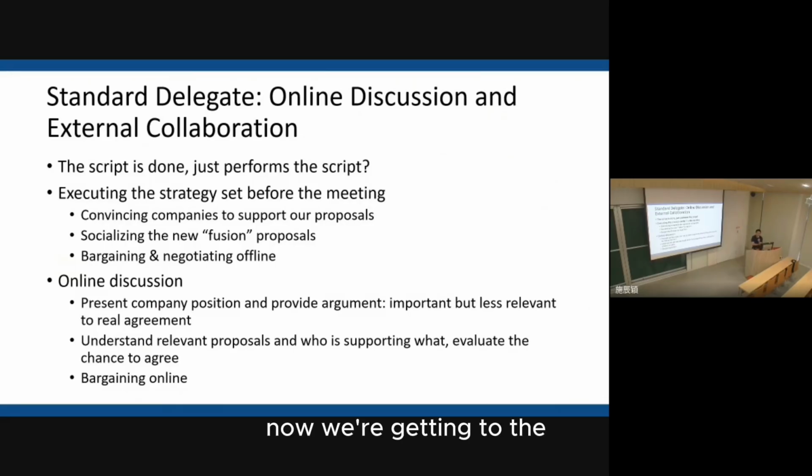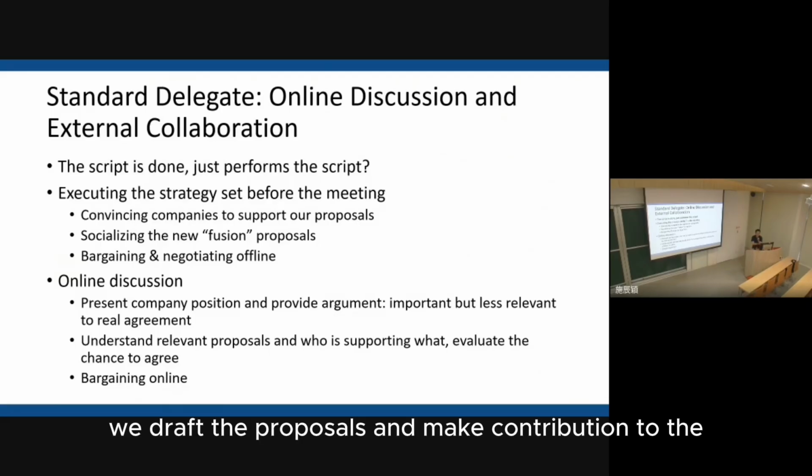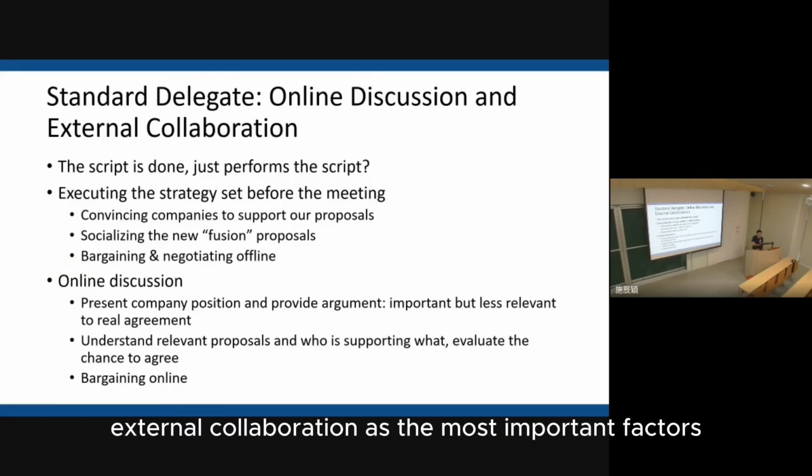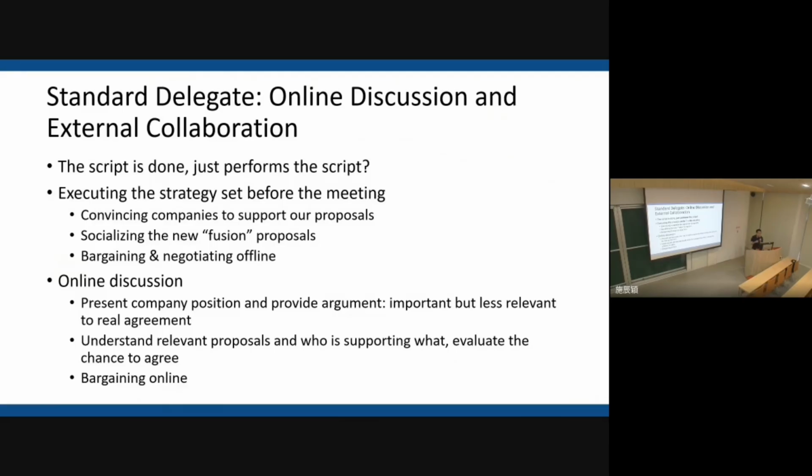Okay. So now we're getting to the meeting stage, because we've been through the internal opinion collection, and based on internal opinions, we draft the proposals and make contributions to the meetings. And then before the meeting, we review all the contributions. Then the next is what actually happens in the meeting. So in the meeting, we have online discussions and external collaboration as the most important factors in what we are doing in the meeting.